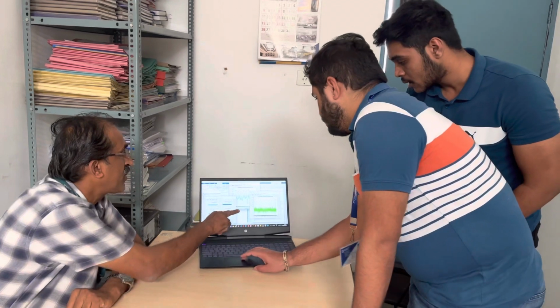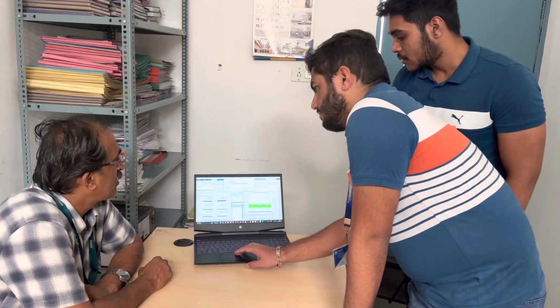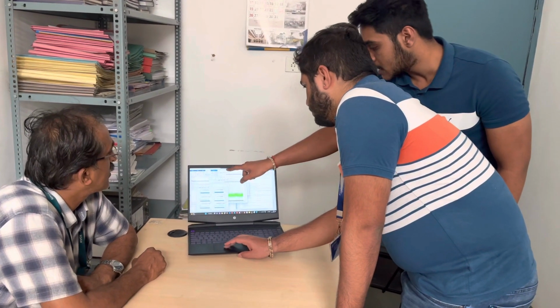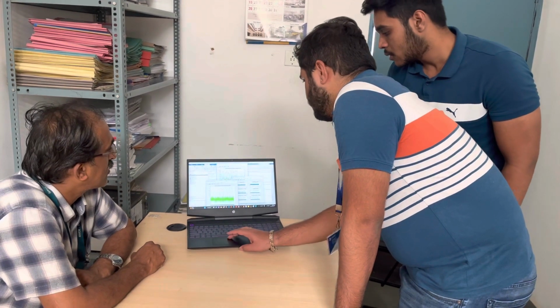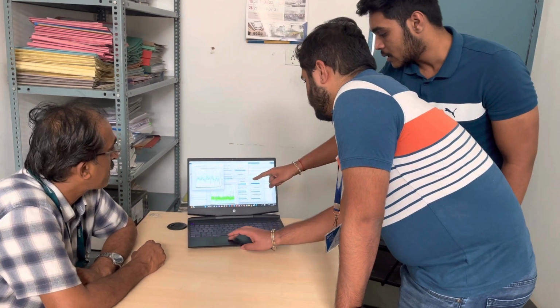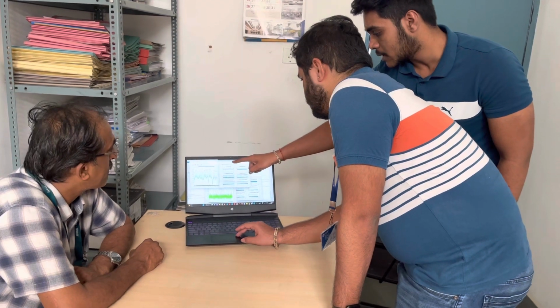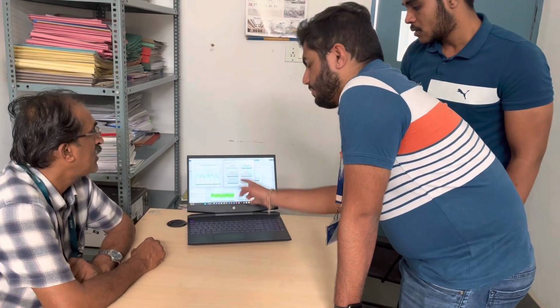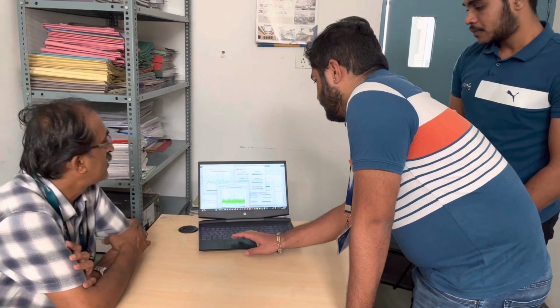What is this other pattern here? These are the original ECG signals. We are uploading 2 samples. This is sample 1 and this is sample 2. This is the stepwise graph for sample 1, and this is the stepwise graph for sample 2.